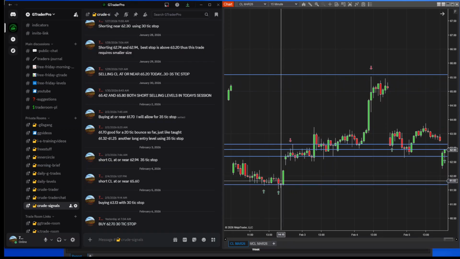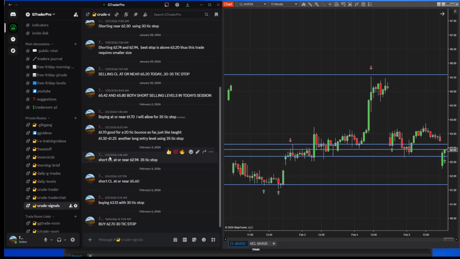Nice opportunity. Let's move on to Tuesday, and we can see the down arrow here. This was the sell level. Now, the sell level posted on Tuesday, February 3rd, was short at 62.94 with a 35 tick stop. Let's see how it played out. 62.94 is right here, the blue line in the middle. And we can see that the market hit that price and did spike up to 63.12.